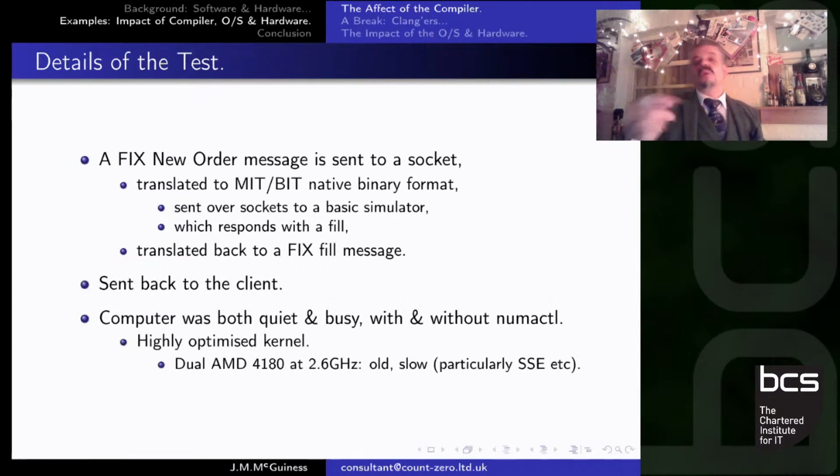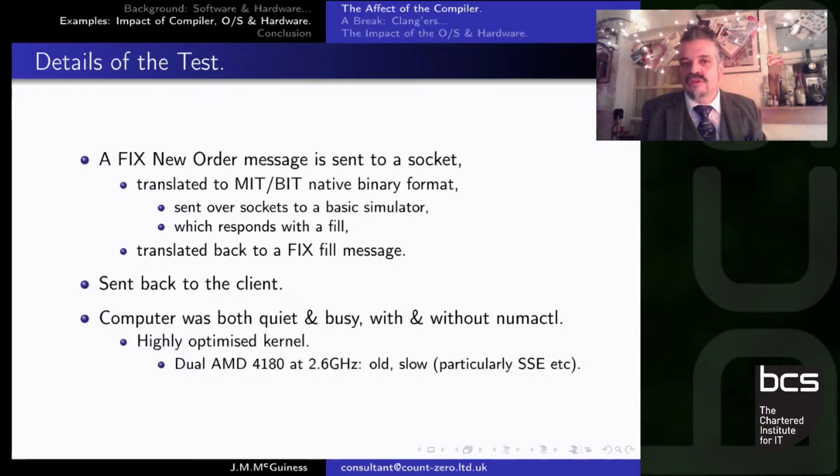So what we do is we create this new order message in a program. We send it to my translator. It translates it to the native binary format and sends it to a simulator that I've written. It sends back a fill, and then that's translated back to a FIX message, and the client receives it. And that's the time. That's my wall clock time. And I repeat this gazillions of times to make sure that I get a good average, in case something's happened on my computer, like a context switch occurred or what have you.